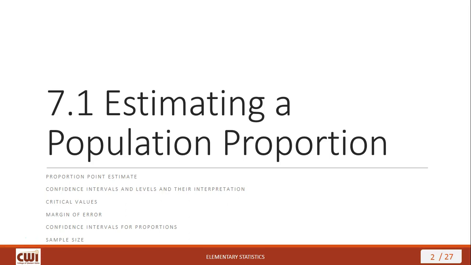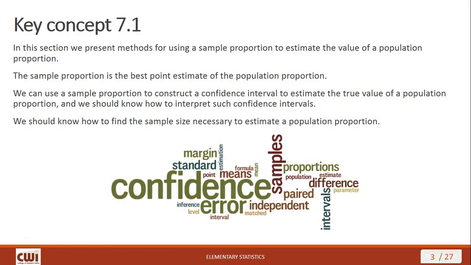Introduce a concept called the margin of error, and then we'll get into confidence intervals that are specifically made for proportions, and then round up the lecture talking about sample size. So, in this first section, we're going to present methods for using a sample proportion in order to estimate the value of a population proportion. This is one of the purposes of inferential statistics, which is to take characteristics of a sample and use those characteristics to make inferences and conclusions about a population.